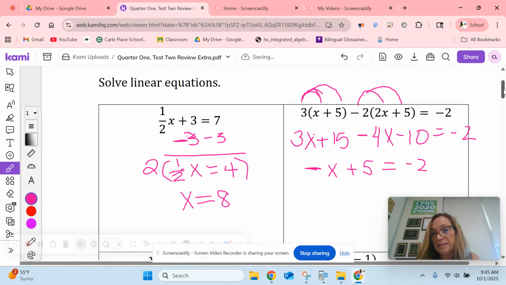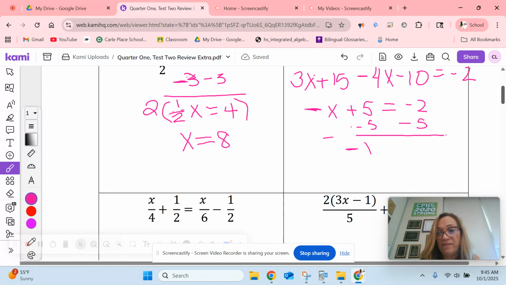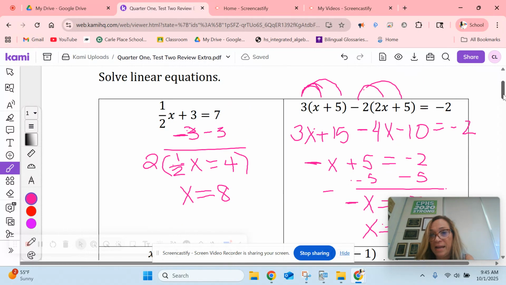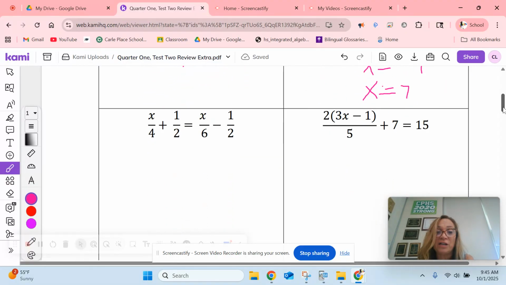So the opposite of adding is subtracting. So I subtract 5. And that gives me negative x equals negative 7. There's a couple ways you can think of that. If the negative of x is negative 7, the positive of x is positive 7. Or you can multiply or divide by a negative 1 because that is the coefficient. Okay, and again, this can be checked. So you can do mental math and check it, or you can put it in your graphing calculator and check it.